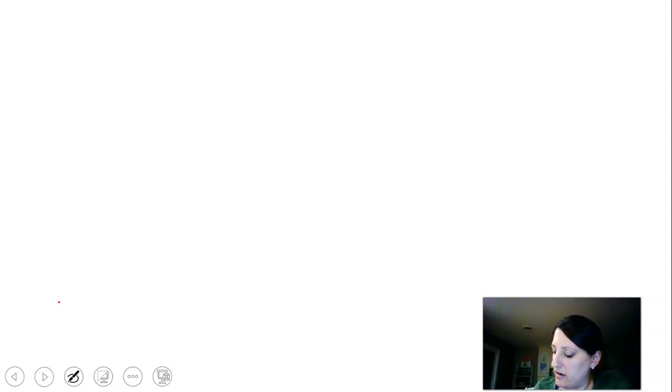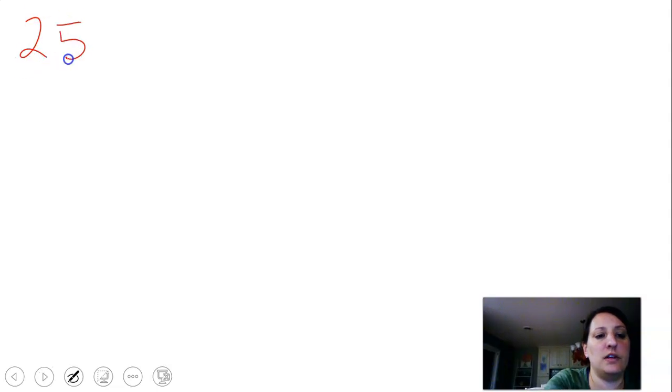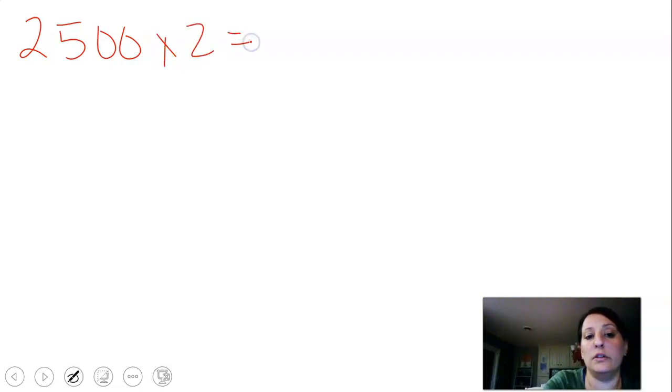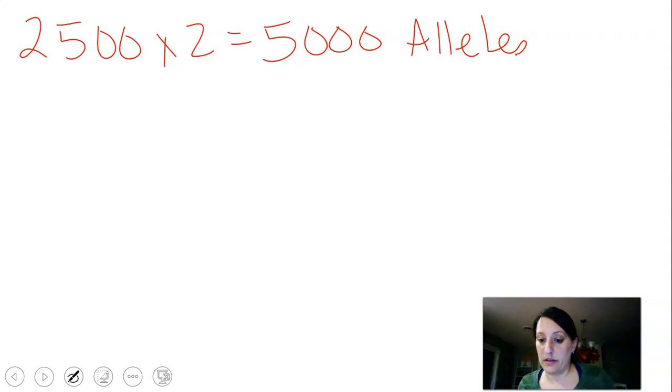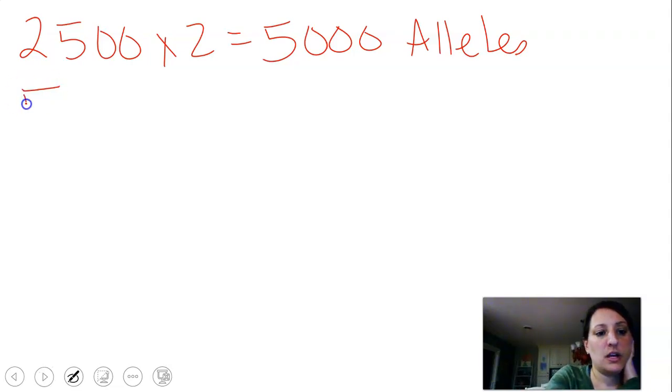Okay, so we're going to start off with the original population. Okay, so in the original population, we had 2,500 people. And people are diploid, so we're going to multiply that by 2 to get the total number of alleles, 5,000, in the original population. Now the question is, how many of those alleles were big T, dominant alleles? Okay, so we're going to take our original P, which was 0.25, and we're going to multiply that by those 5,000 alleles.